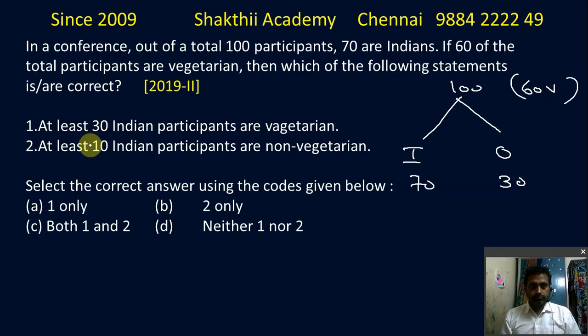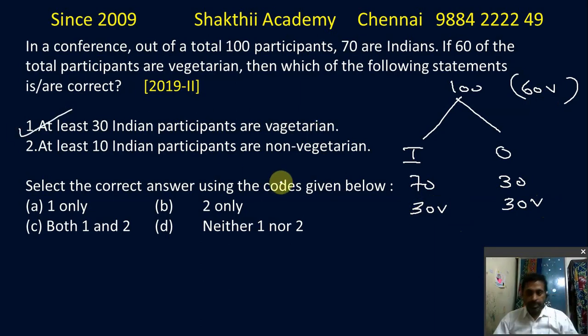That is the question. At least 30 Indian participants are vegetarian. What is the meaning of at least 30? Minimum 30 must be the vegetarian from Indian side. That is what they are asking. We need to check whether this statement is correct. It is clearly given 60 are vegetarian. Suppose if I assume all 30 from the outside or others are vegetarian, totally 60 vegetarian, and 30 from the other countries, then remaining will be 30 vegetarian. That 30 vegetarian must be from India only. So at least 30 Indian participants are vegetarian is a true one.